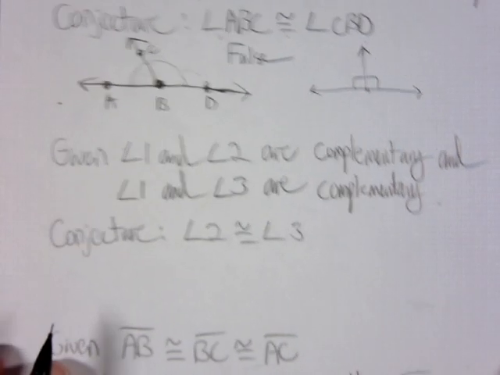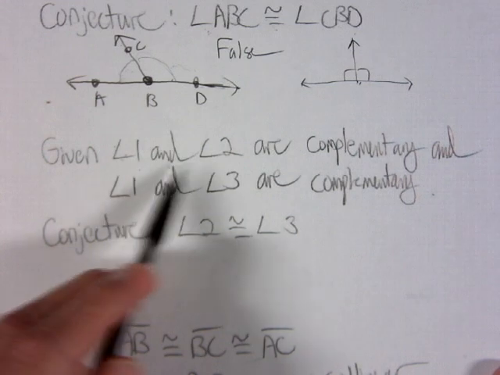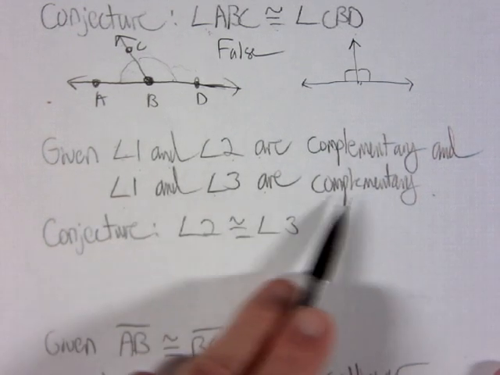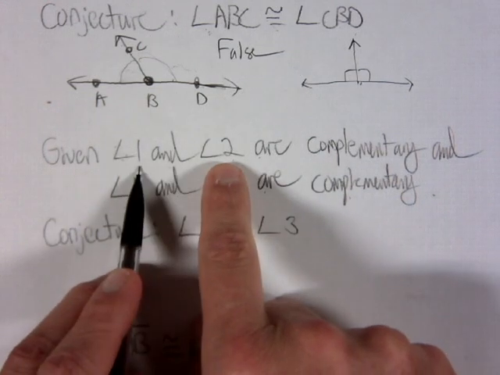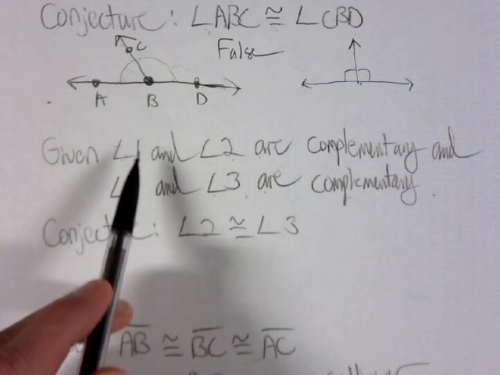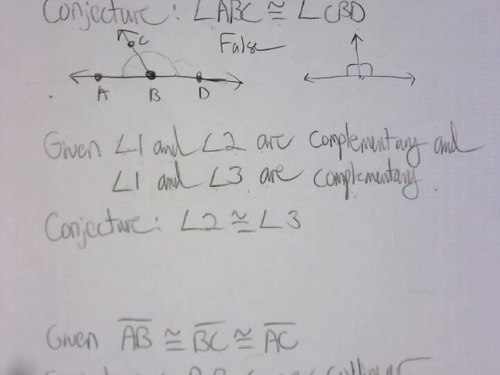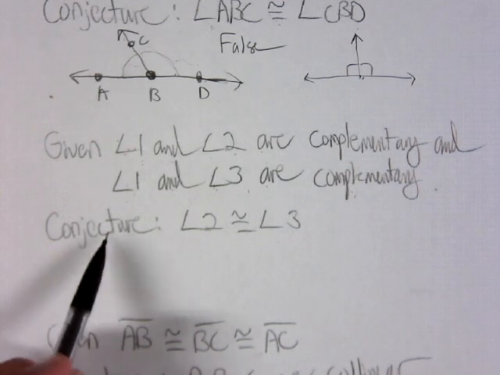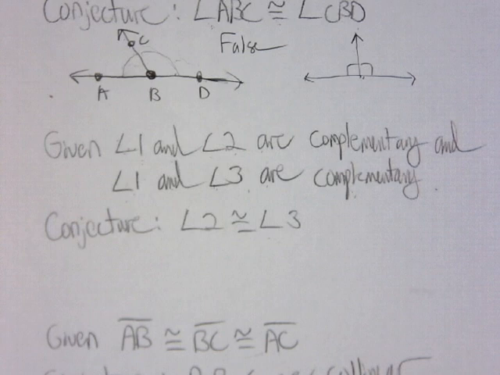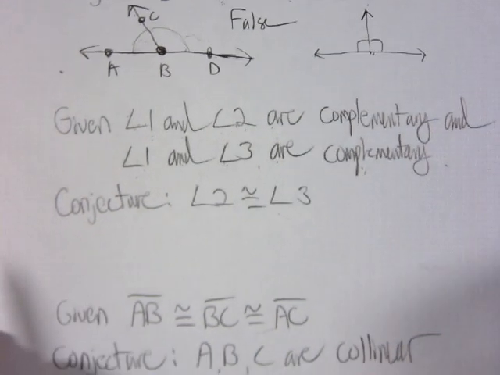All right, here's the next one. Now, here's the given information. Angle 1 and angle 2 are complementary, and angle 1 and angle 3 are complementary. So these two add up to 90, and these two add up to 90. So angle 1 and angle 2 add up to 90. Angle 1 and angle 3 add up to 90. So somebody says, oh, here's my conjecture. Angle 2 and angle 3 have to be congruent. Okay, they got to be the same. Well, let's see if that's true by plugging in and see if we can find a counterexample.